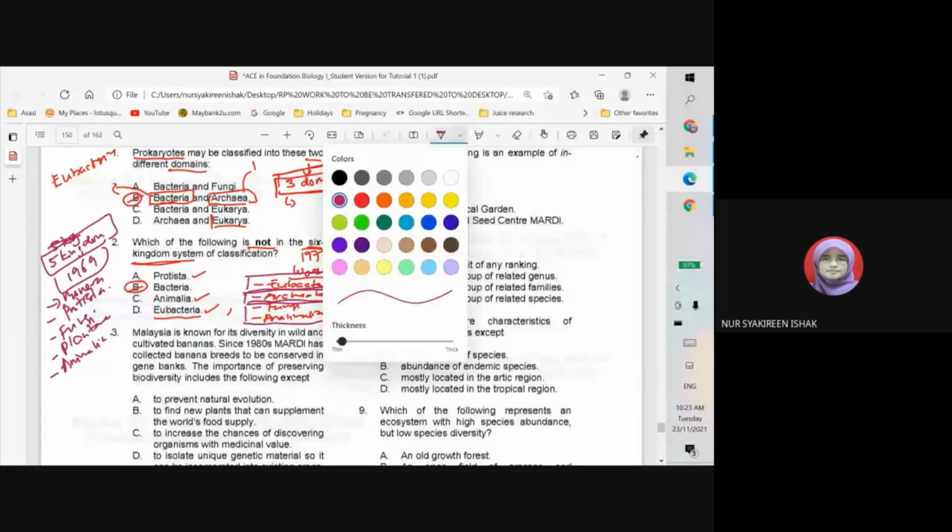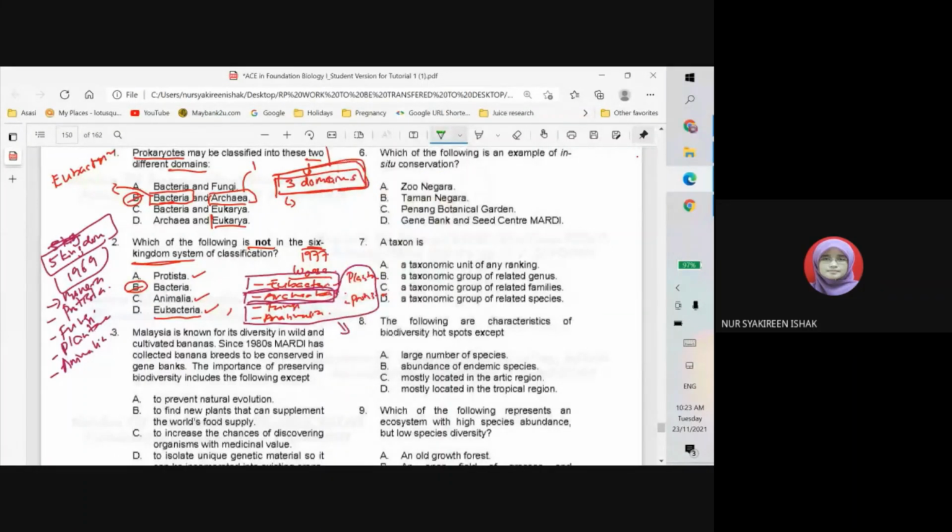Bezanya dekat 5 kingdom ni dia ada Monera. Lain tu sama je dengan 6 kingdom: Protista, fungi, Plantae, Animalia. Cuma dalam 5 kingdom, Monera ni sebelum dia jadi 6 kingdom, dia terdiri daripada Archaea and also Bacteria. Pada 6 kingdom baru dipecahkan Monera tu jadi Eubacteria and Archaeabacteria.